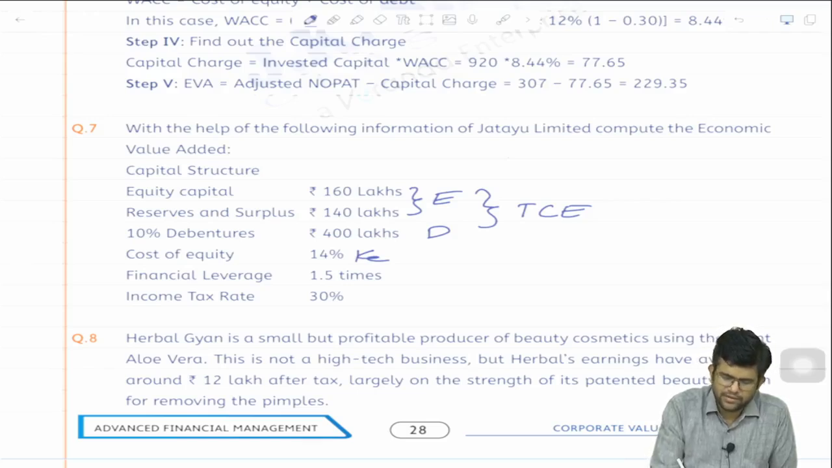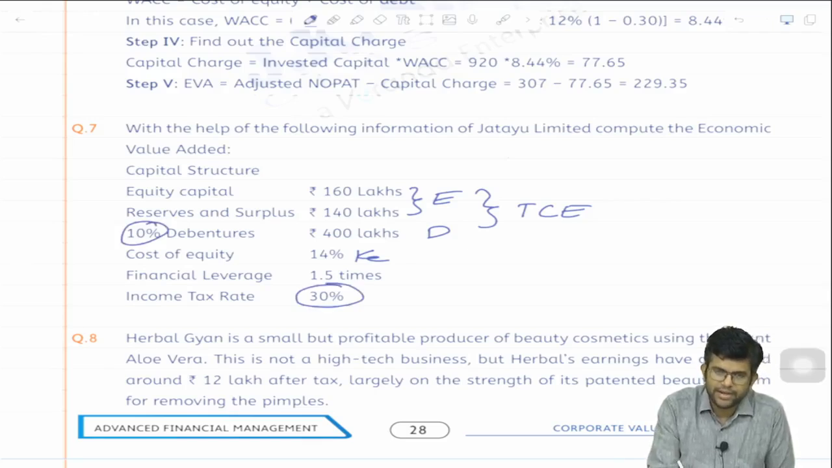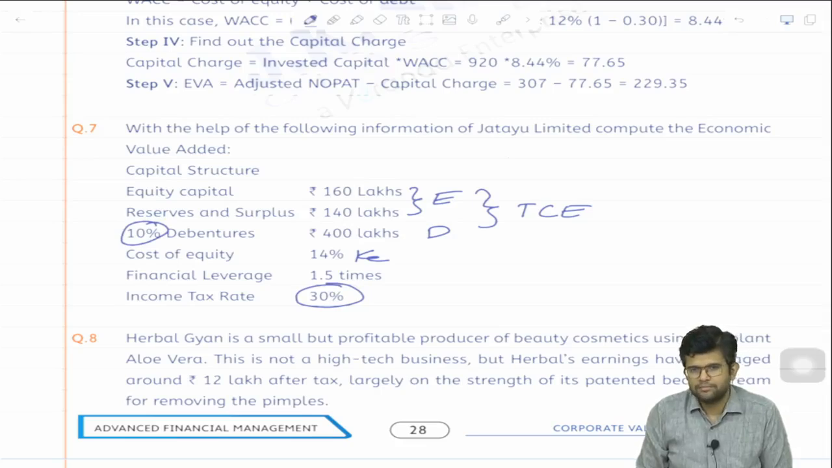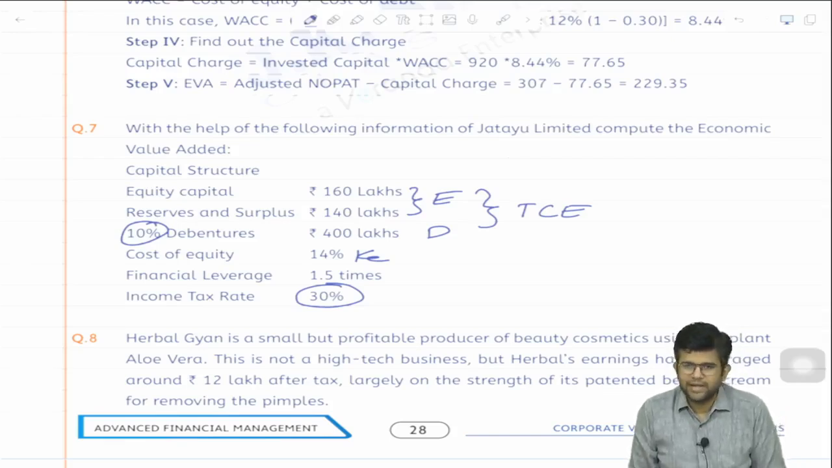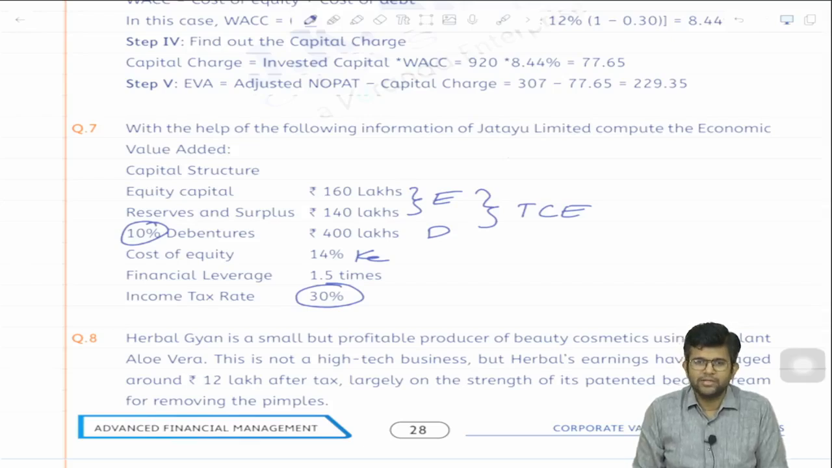Financial leverage is given. This can give you KD. Everybody clear? This can give you KD. Can you tell me what is not available from the point of view of calculating EVA? If I have to calculate EVA, what is not there? Everything is there for calculating EVA except EBIT. Very good. EBIT is not there. Any ideas how to get EBIT?